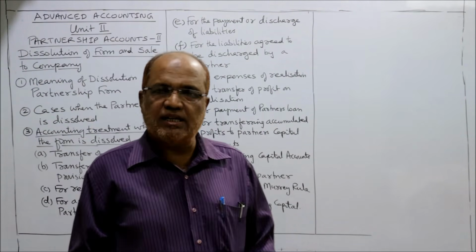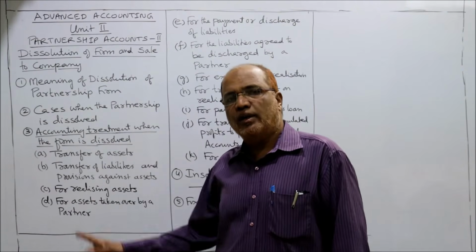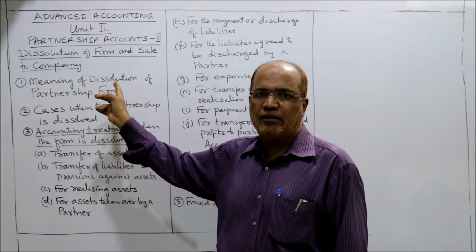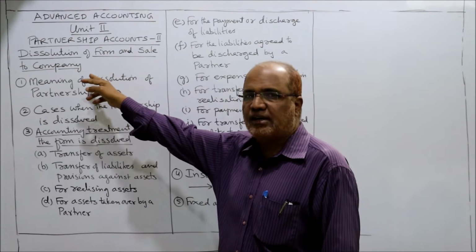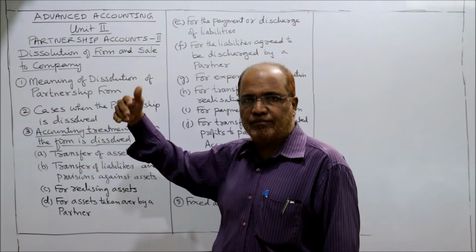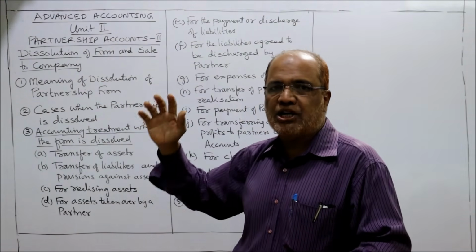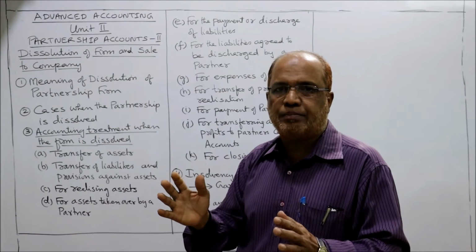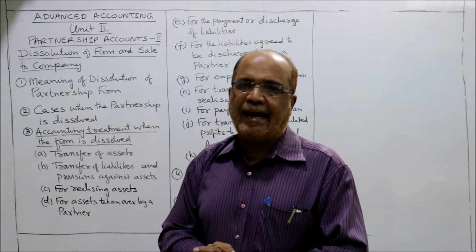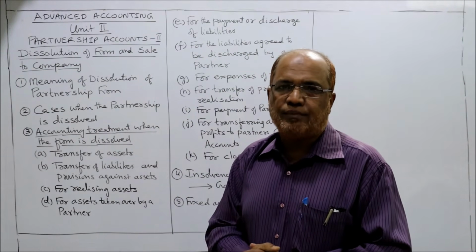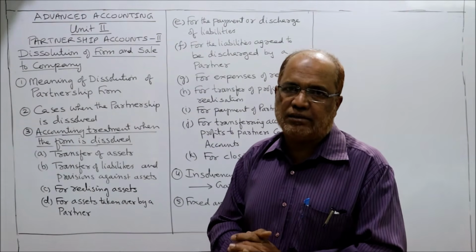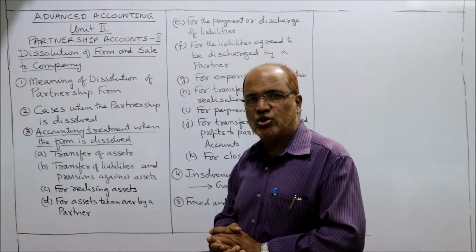So what we have discussed till now, this unit number 2, is concerned with dissolution of firm and sale to a company. अभी सेल टू ए कंपनी नहीं पढ़े, अभी तो स्टिल वी आर डिस्कसिंग अबाउट डिसोल्यूशन ऑफ फर्म. तो डिसोल्यूशन का मीनिंग क्या है? Just now in the beginning I told you the relationship of partnership comes to an end. The relation between partners comes to an end. The business is closed, the assets are realized, liabilities are paid and accounts are settled. That is called dissolution of firm.